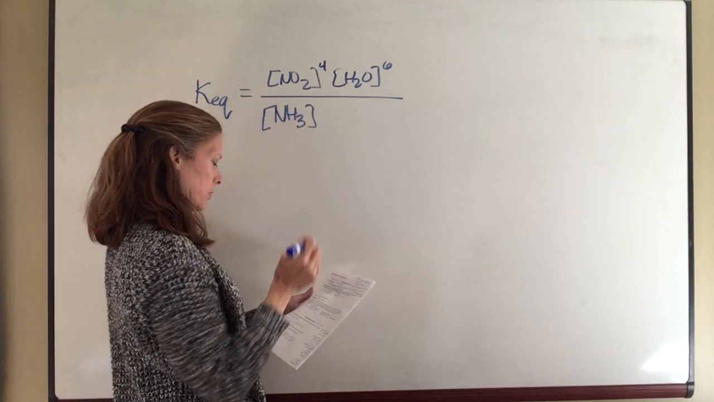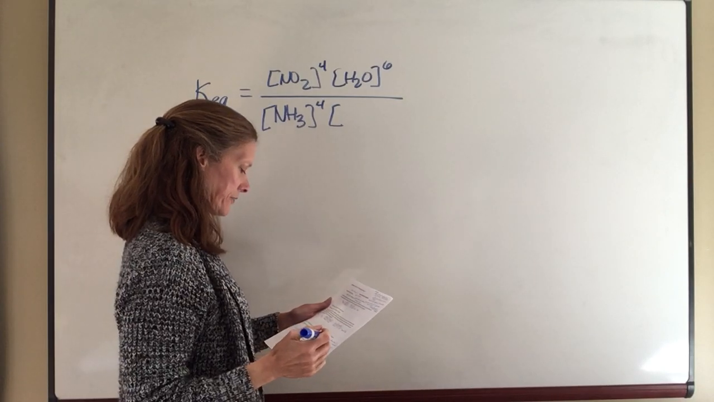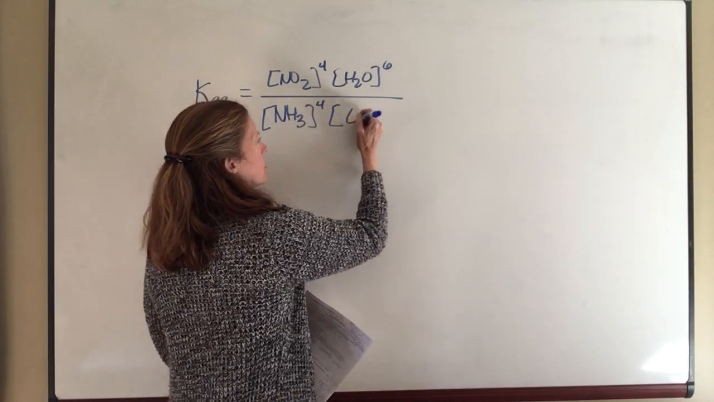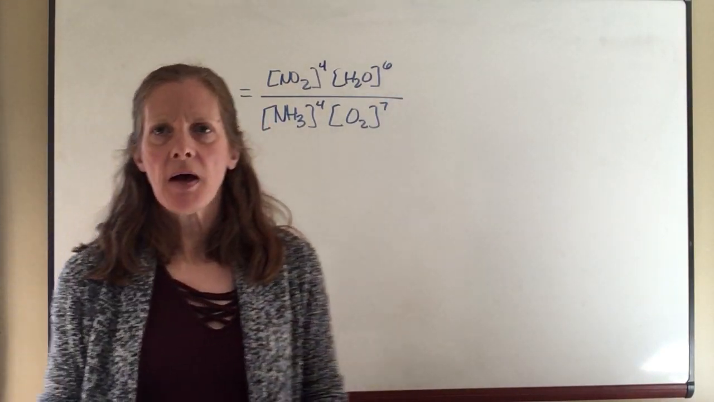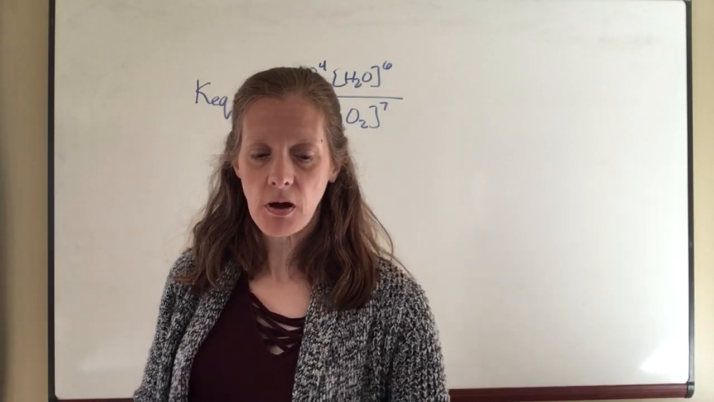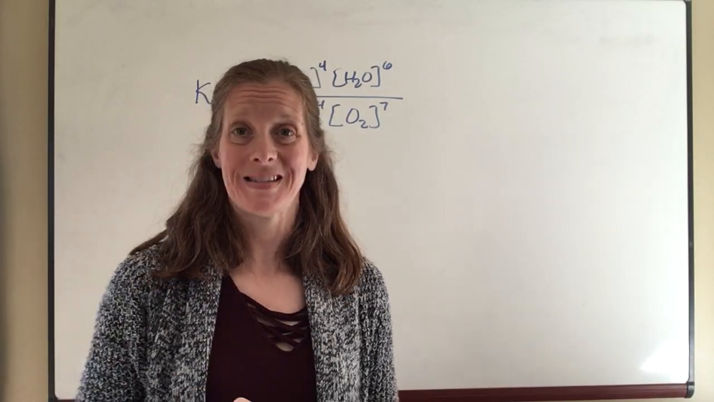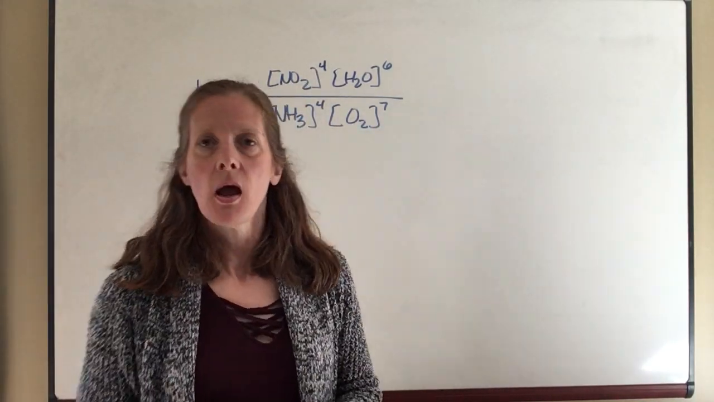and that number will have to be raised to the fourth power. And then you'll have O2, which will have to be raised to the seventh power. Now, if you have not already figured out how to use the power button on your calculator, now would be an excellent time to do that, especially when we have powers that look like this.